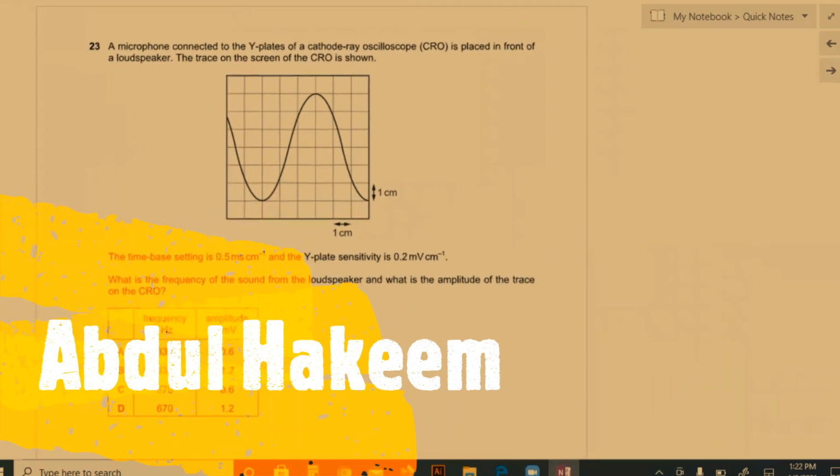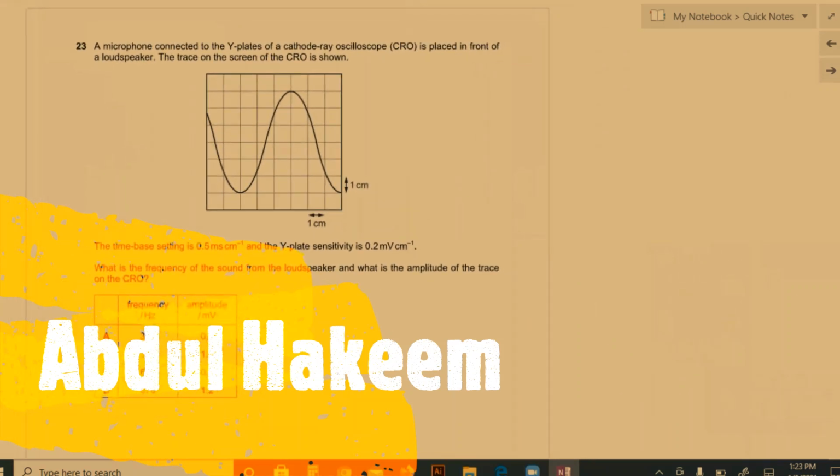Now the next is, a microphone connected to the Y plate of the CRO is placed in front of the loudspeaker. The trace on the screen of the CRO is shown. The time-base setting is 0.5 and the Y plate sensitivity setting is 0.2. What is the frequency and what is the amplitude? So first of all, we have to draw the equilibrium position.